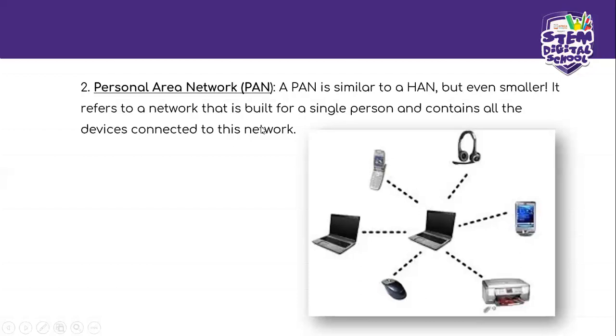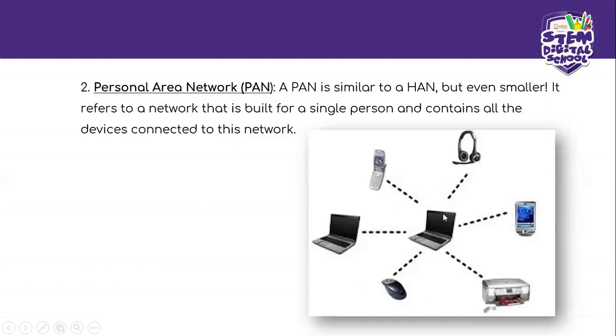All right. So the difference between a home area network and a personal area network is that a home area network is for one house or an office, but a personal area network belongs to a single person. It belongs to a single person and contains all the devices connected to this network. So these devices are connected to the same network, but they do look like they belong to someone, a single person.